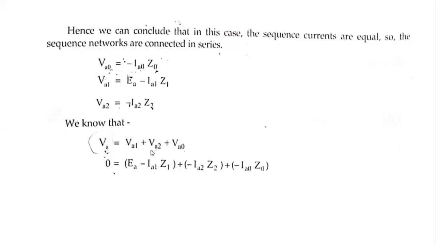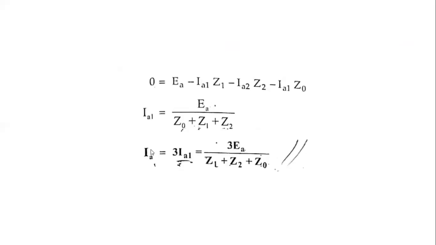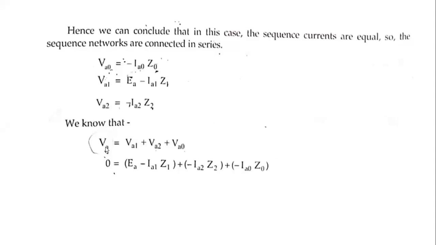Therefore VA is equal to VA1 plus VA2 plus VA0. This is the voltage across the A phase. What is the formula for voltage across the A phase? That is VA is equal to VA1, the positive sequence voltage, plus the negative sequence voltage, plus the zero sequence voltage VA0. So we substitute all the values.